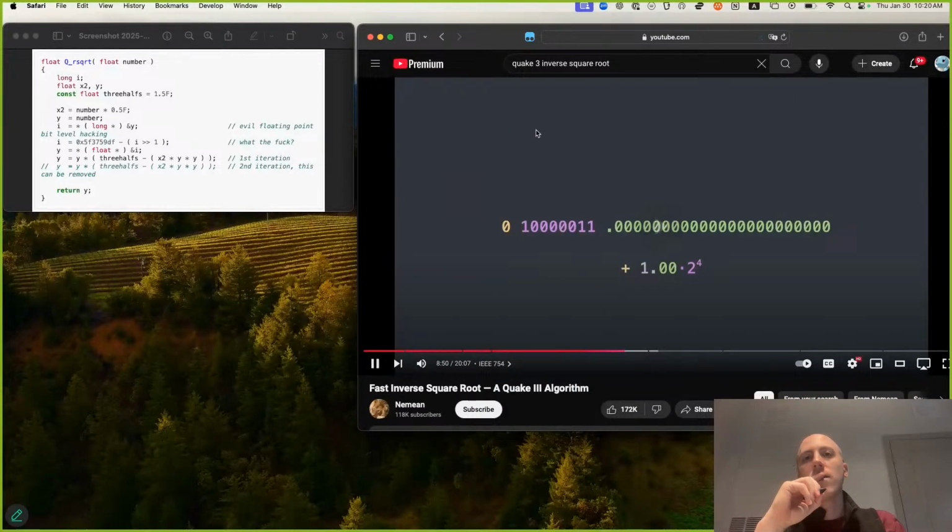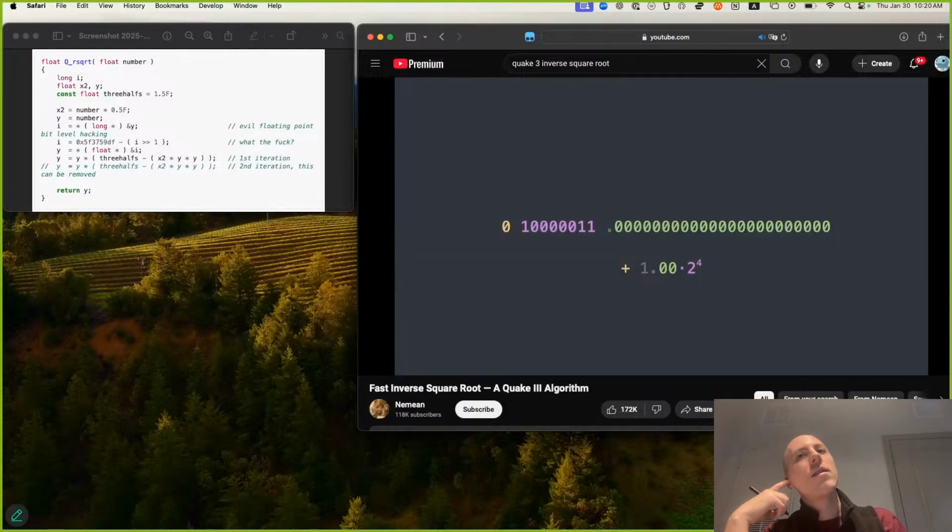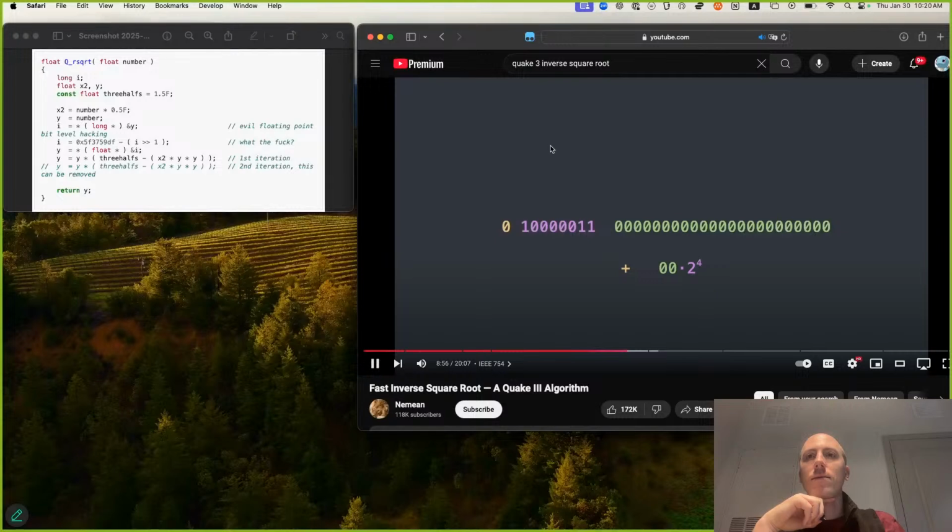Now, our mantissa is between 1 and 2. Even though 23 bits gave us numbers between 0 and 2 to the 23, we scaled them down to get numbers between 0 and 1.